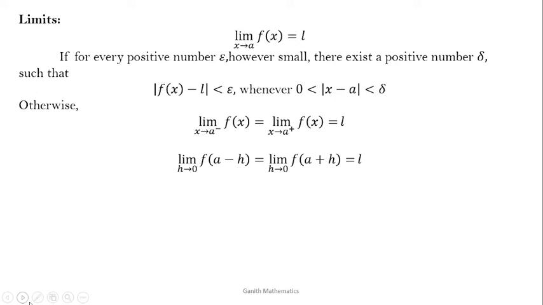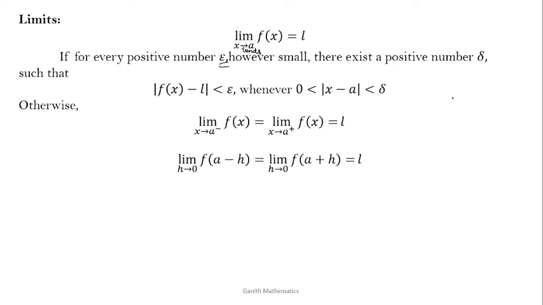This we call as limit. Limit x tends to a, f of x is equal to L, if for every positive number epsilon, however small, there exists a positive number delta such that modulus of f of x minus L is less than epsilon whenever 0 is less than modulus of x minus a is less than delta.